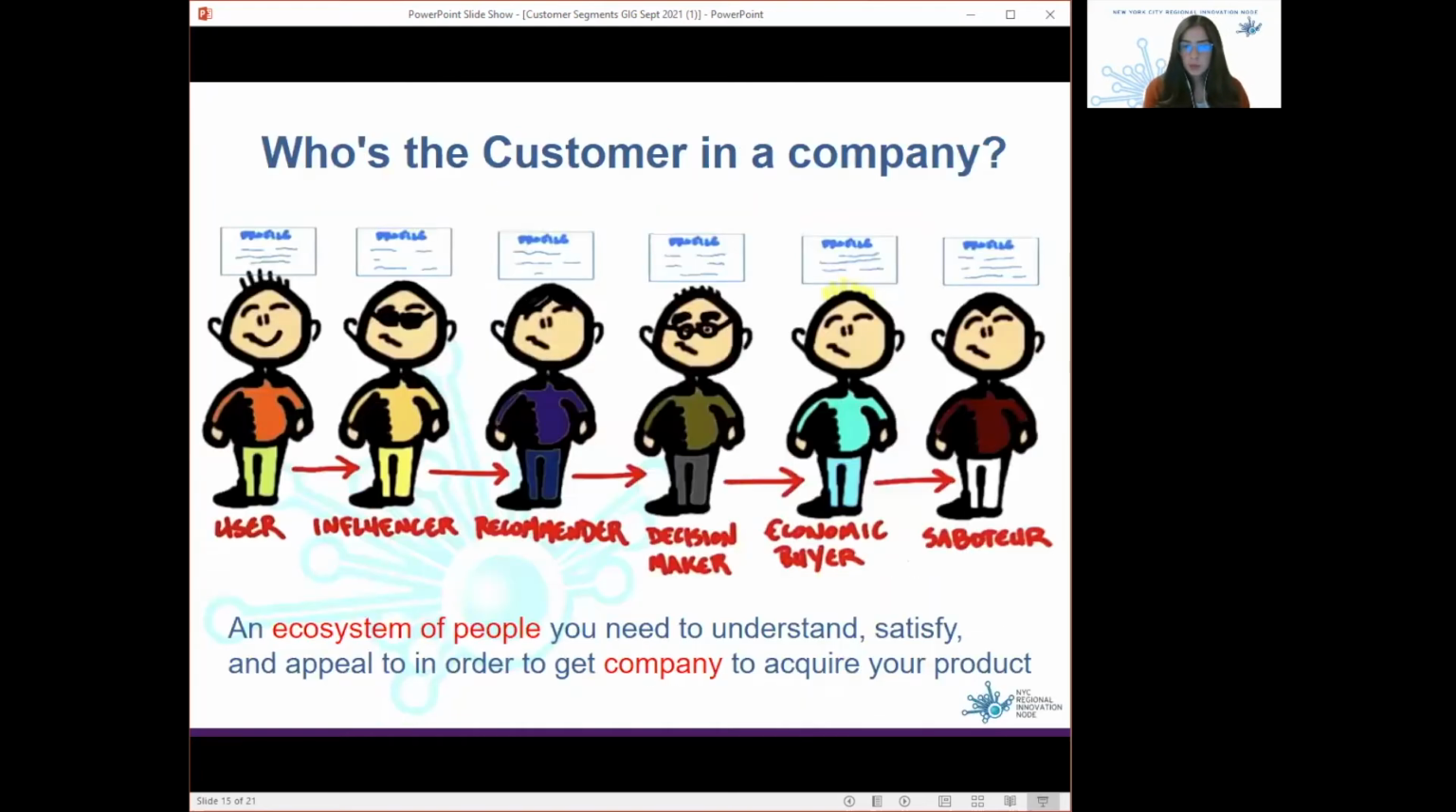Now, the BART example was an example of a consumer product, but for B2B companies, you need to consider and be able to satisfy the entire company ecosystem in order to get that company to acquire your product. So knowing each of their roles and each of their motivations is really important.